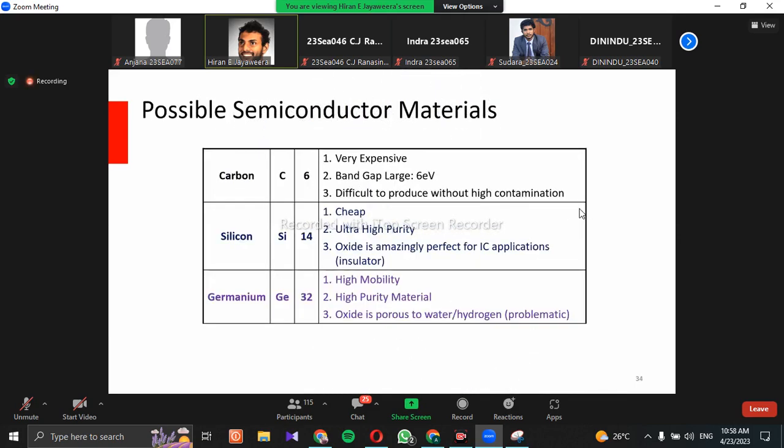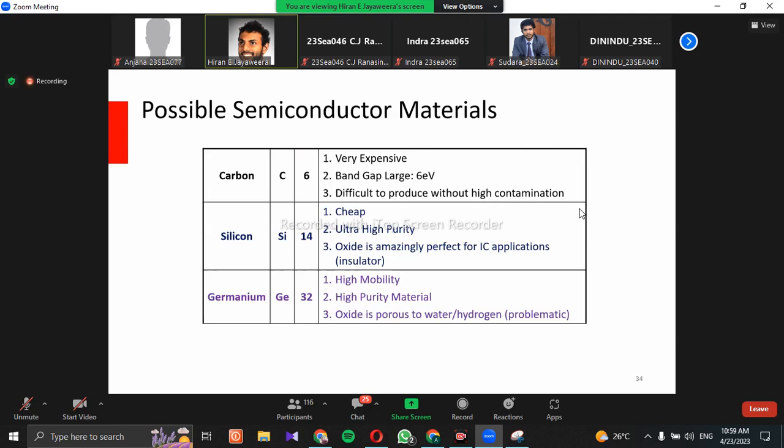So this is a comparison of all three materials. Carbon is very expensive, and in diamond form, the band gap is very large, like 6 electron volts. If you remember the number, anything bigger than 5 is an insulator. Silicon is very cheap, and you can get very high purity. Silicon is a semiconductor, but if you want an insulator, you can just oxidize it. Silicon dioxide is a very good insulator. That's another advantage. I'll discuss this next week onwards.